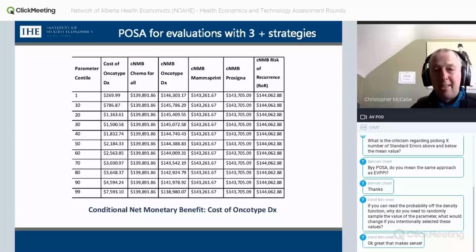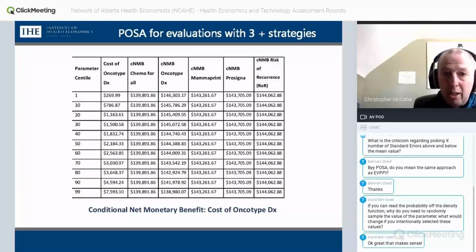And this isn't the price of the test, this is the total cost of the test. So all the stuff to do with capturing the tissue sample, transporting it, processing it before it then gets sent off to the lab, and then getting the lab result back. It's the whole cost to the health system of using the Oncotype DX test. And we've looked at the sensitivity of the results to that parameter.